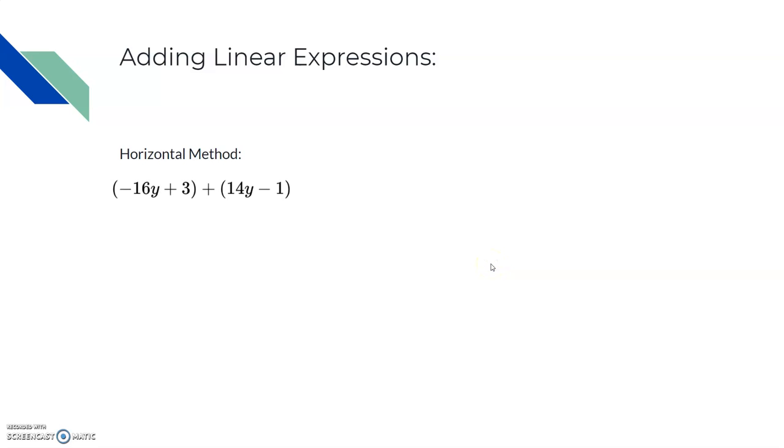Our first question is, open parenthesis minus 16y plus 3, close parenthesis, plus, open parenthesis 14y minus 1, close parenthesis. I suggest you read the problem out loud if you can, or just break it down and comprehend it in your brain. I combine the like terms, and that is what you should be doing too, because it's easier to break down and not to make many mistakes. Minus 16y plus 14y plus 3 minus 1. Now we're going to simplify this even further. We get minus 2y plus 2.